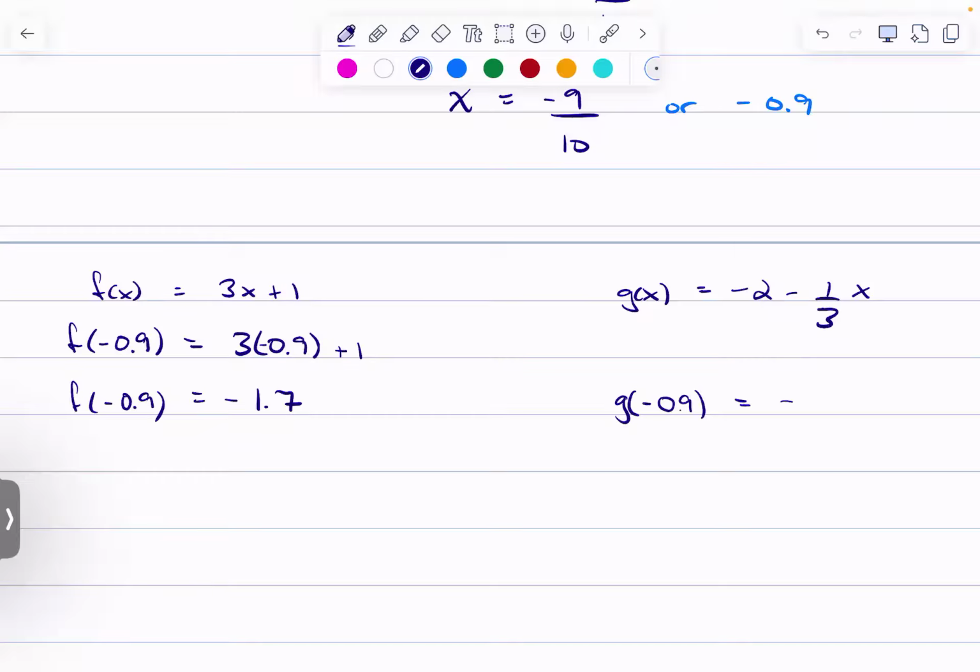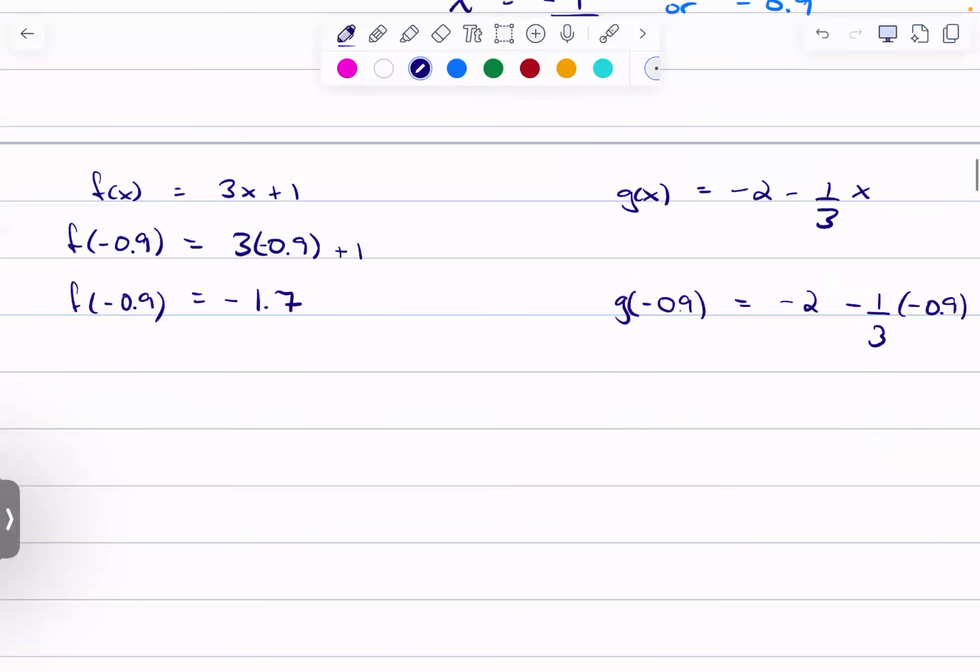g of negative 0.9 is negative 2 minus 1 over 3 times negative 0.9. I'll do 1 over 3 times negative 0.9 and then negative 2 minus that. Phew! g of negative 0.9 is negative 1.7. Oh, that's a relief.